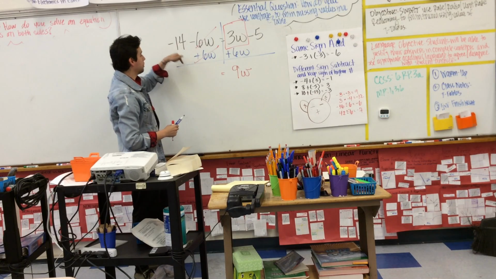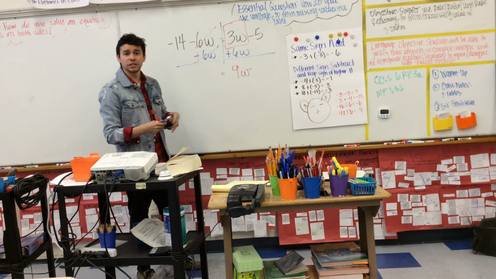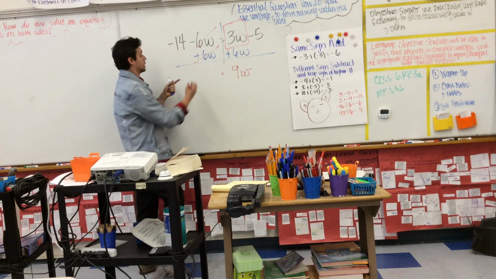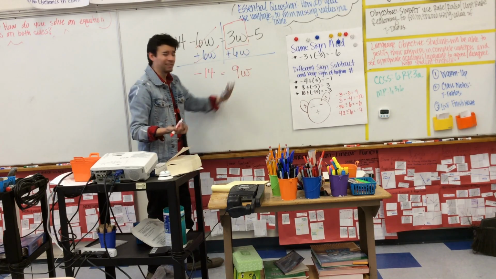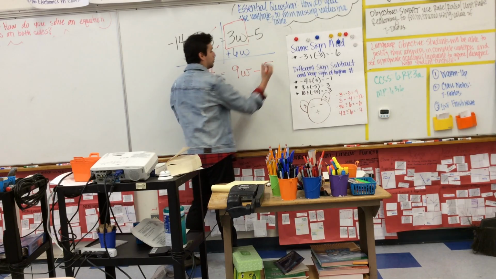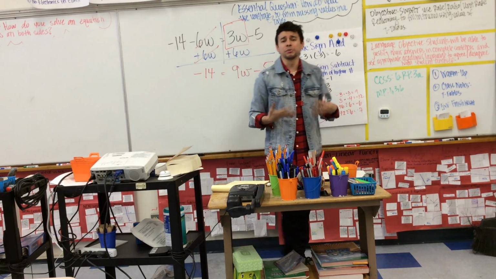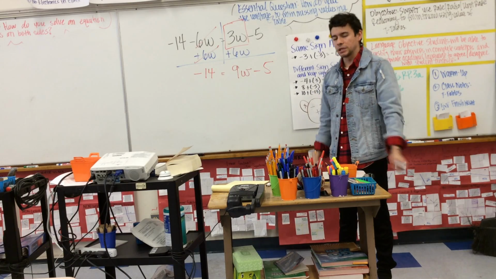Okay? Now you drop, drop. You didn't touch these, so you have to drop them. You didn't touch the -14. Boom. You didn't touch the -5. Then put it back down there. Boom. Now it becomes a simple two-step equation problem. See how easy this is?